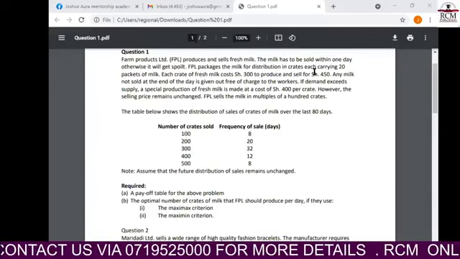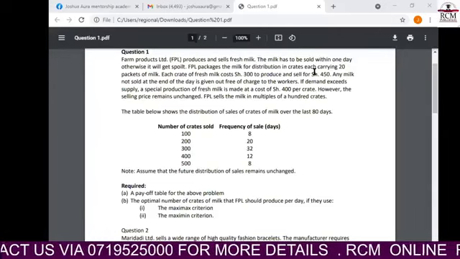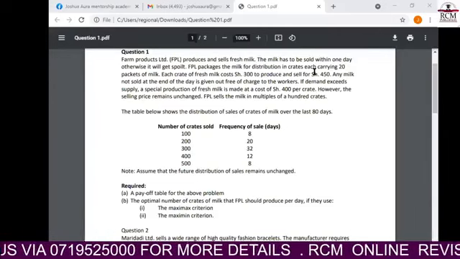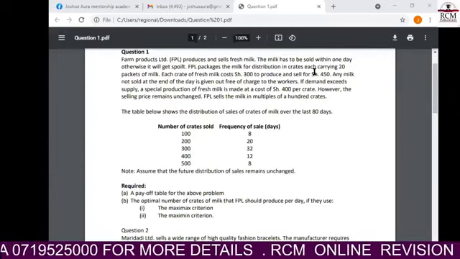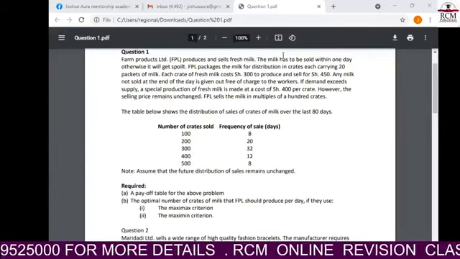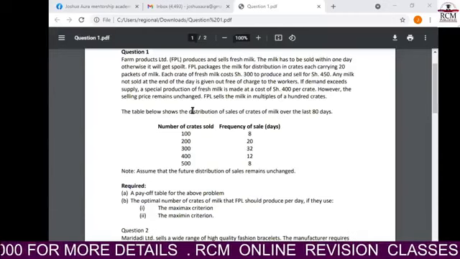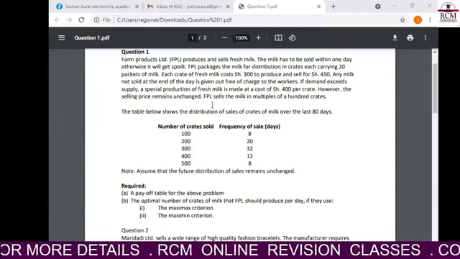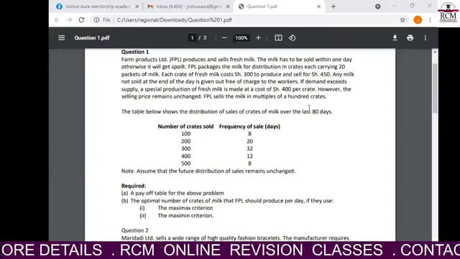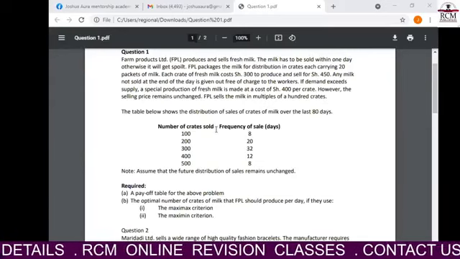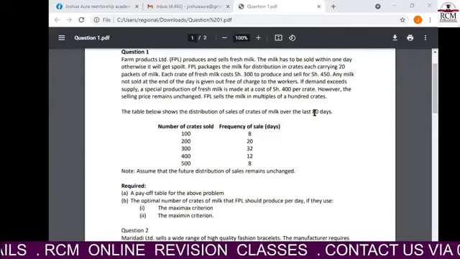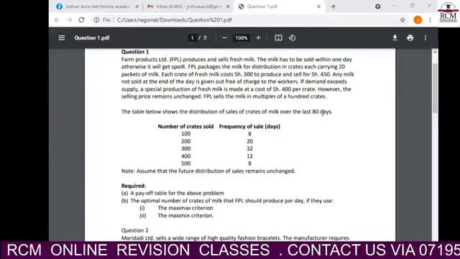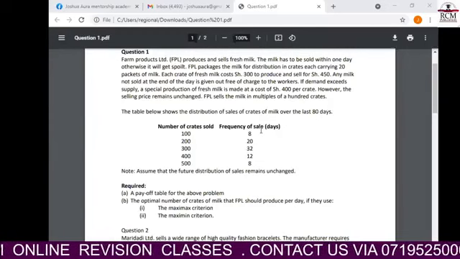If demand exceeds supply, we are told a special production of fresh milk is made at a cost of 400 per crate. However, selling price still remains what here? Unchanged. FPL sells the milk in multiples of 100 crates. We are told the table below shows the distribution of sales of crates of milk over the last 80 days. So they want us to give them a payoff table for this problem.